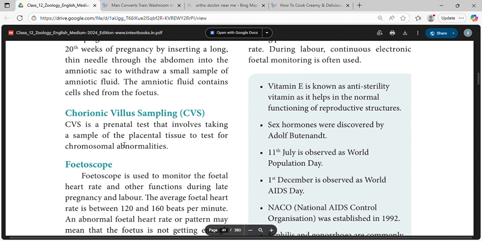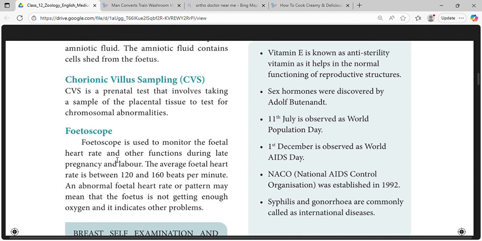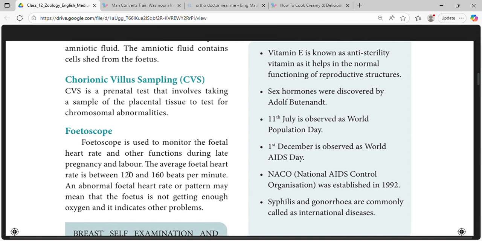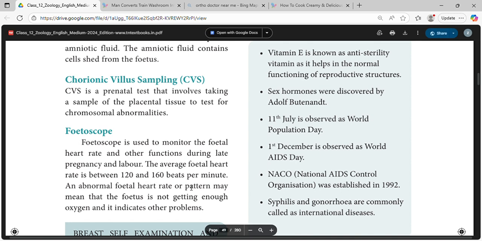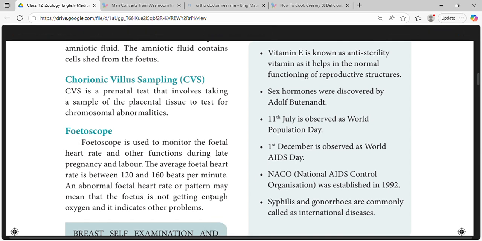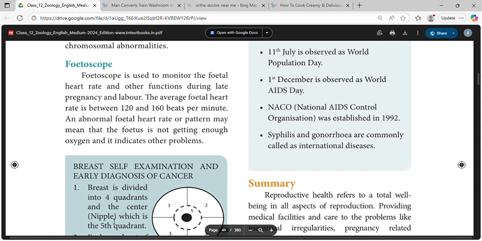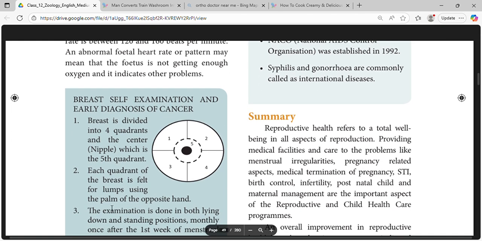Chorionic villus sampling (CVS) is a prenatal test that involves taking a sample of the placental tissue to test for chromosomal abnormalities. A fetoscope is used to monitor the fetal heart rate and other functions during late pregnancy and labor. The average fetal heart rate is between 120 to 160 beats per minute, and an abnormal fetal heart rate or pattern may mean that the fetus is not getting enough oxygen and indicates other problems.